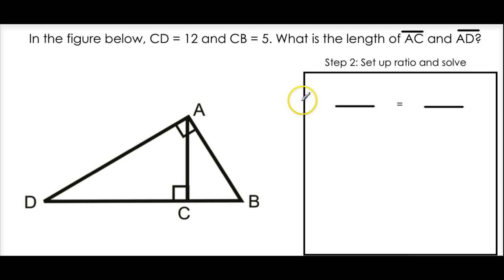All right, let's try one more, a little more difficult this time. In the figure below, CD is equal to 12. So CD is right here, that's 12. And CB is equal to 5. Great. What is the length of AC and AD? All right, let's start with AC before doing AD. Let me zoom out a little.